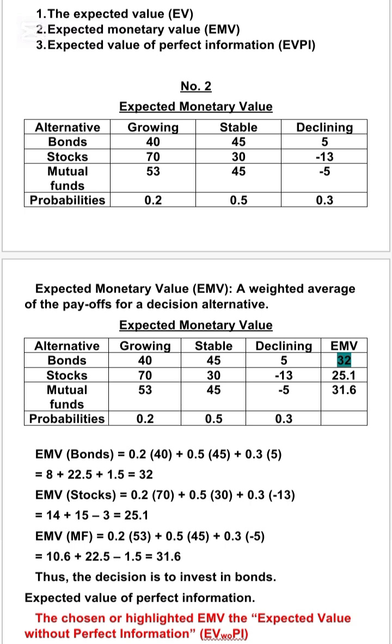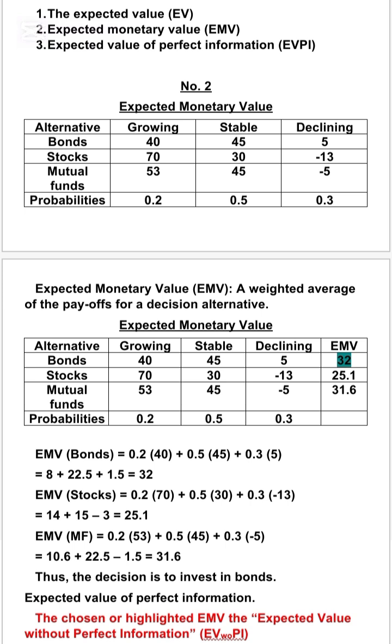Anyway, the second one is expected value with perfect information, and then we actually have expected value of perfect information, which is expected value with perfect information minus expected value without perfect information.